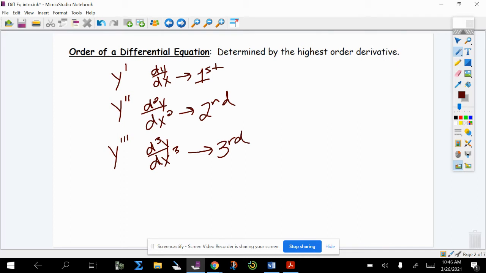So anytime we have a derivative higher than 3, what you're going to see is the derivative number in parentheses. So if we want a fourth derivative, we would put a y with a little superscript of the 4 in parentheses, or a fifth derivative would have that as well. That's because the prime symbols start to be a little complicated.